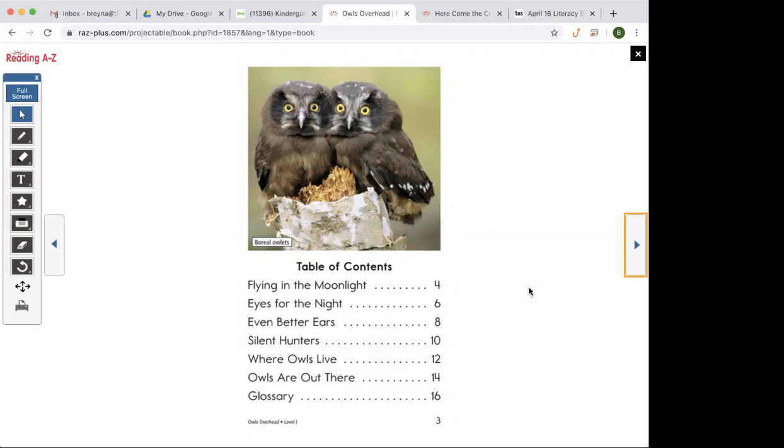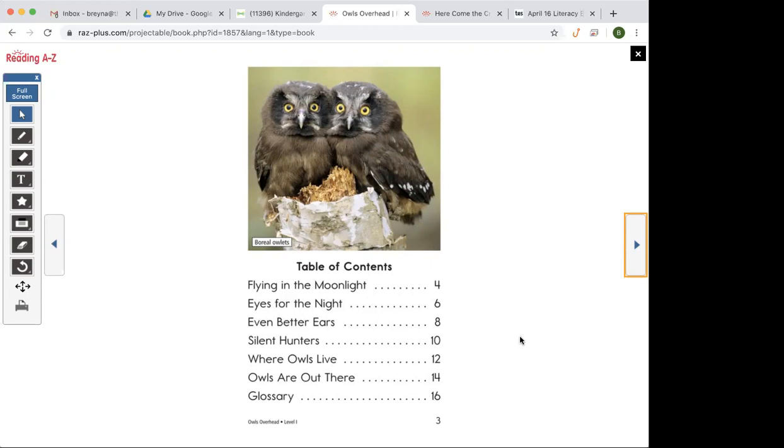Remember, a table of contents gives you an overview of what we will be reading in the book. Flying in the Moonlight, page 4. Eyes for the Night, page 6. Even Better Ears, page 8. Silent Hunters, page 10. Where Owls Live, page 12. Owls Are Out There, page 14. Glossary, page 16.